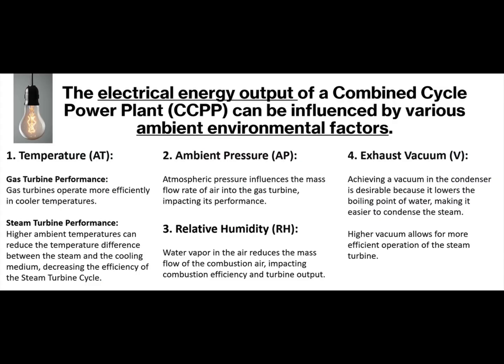power plants. The electrical energy output of a combined cycle power plant can be influenced by various ambient environmental factors. Therefore, in this project, we have been given 4 environmental ambient factors, namely temperature, ambient pressure, relative humidity, and exhaust vacuum, to try to predict the electrical energy output.